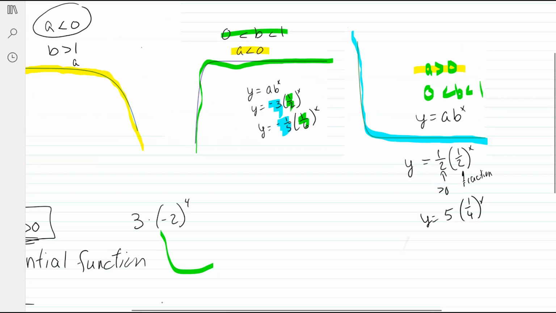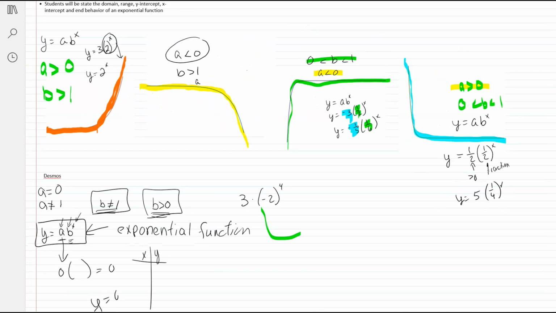Alright, and those are our functions. We're going to put them all together and name them. This is the most important one, exponential growth. I'm going to make it all nice and neat in a second. Okay, and this is the next most important one, exponential decay. These are the ones we use the most.